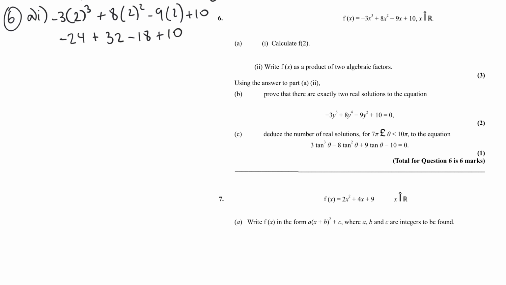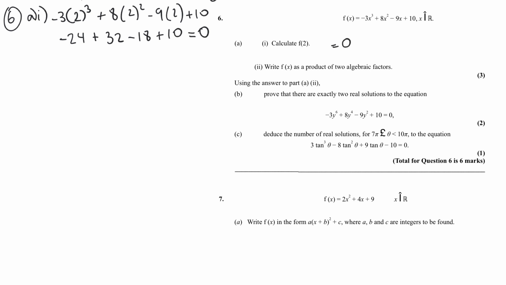So then to now solve this, minus 24 minus 18 is minus 42 plus 10, which is minus 32 plus 32, which is equal to 0. This is actually equal to 0.